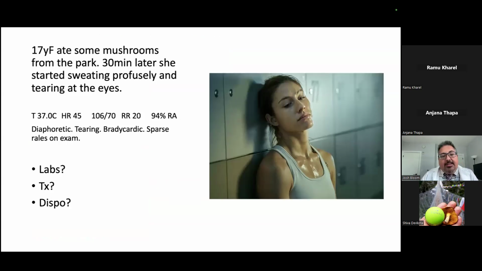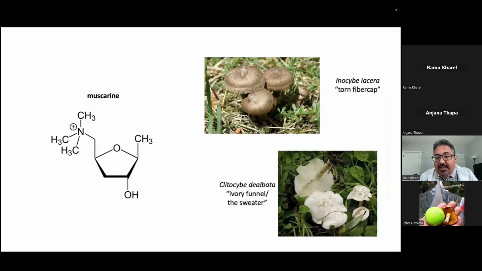So this is another case. It's a 17-year-old who ate mushrooms from a park, and then 30 minutes afterwards started sweating profusely. All right. These are the vital signs of the patient. You can see that they have bradycardia, a borderline blood pressure. They actually are nearly desaturating on room air, and they have rales on exam. So this person seems to have a cholinergic toxidrome, and it would be completely appropriate to treat this patient as if they had a cholinergic exposure. The reason they have this toxidrome is because they ate mushrooms that contain muscarine.